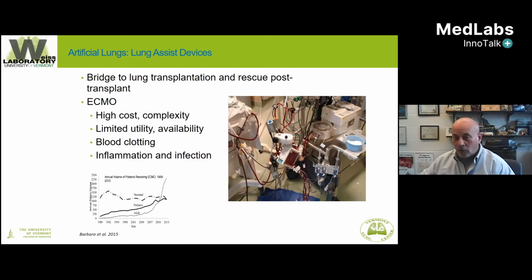Now, as you can see, this is a complicated system. It requires specialists to run it. It's not available to every community hospital. You need specialty tertiary care centers and the like. It's not perfect. The blood can clot. You can get inflammation and infection. But in this lower left-hand chart, you can see that there's been, particularly in adult patients, this dotted line that just starts going off. This is older data, but it continues that this is more and more widely utilized, if you will. So what can we do about this?